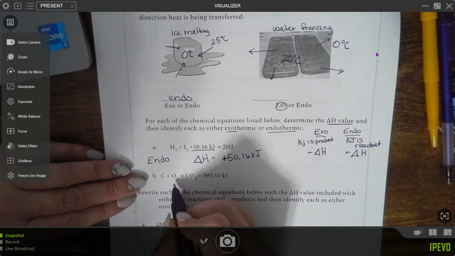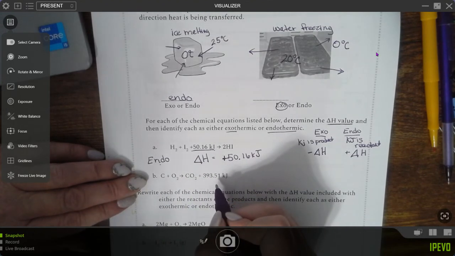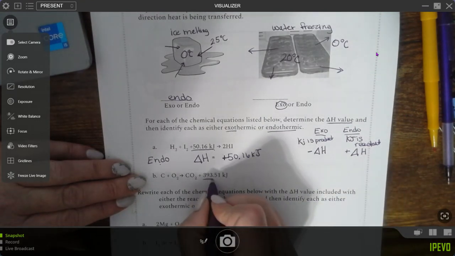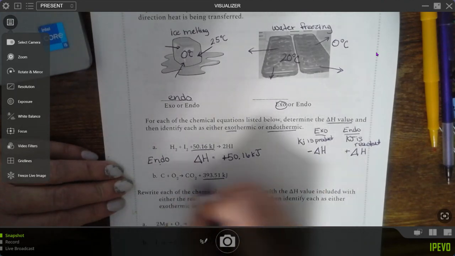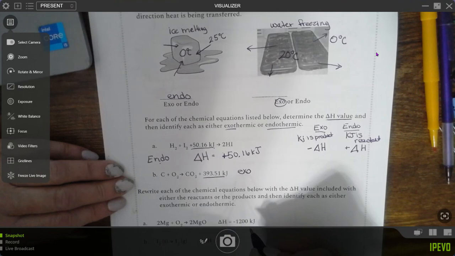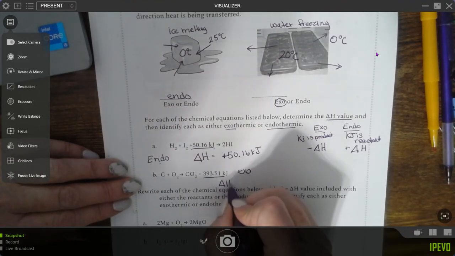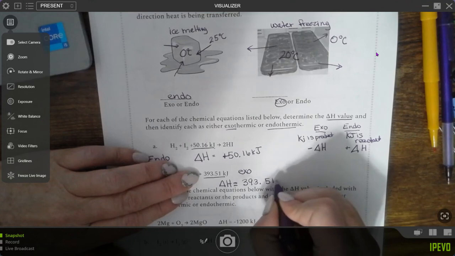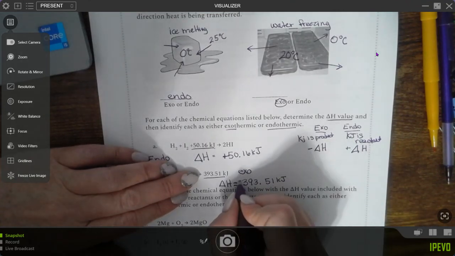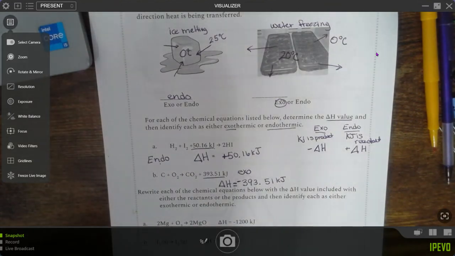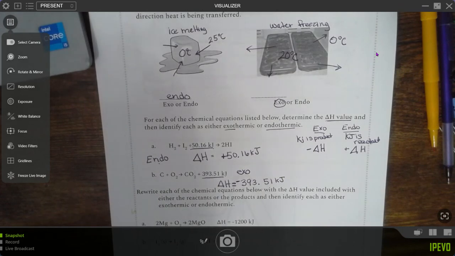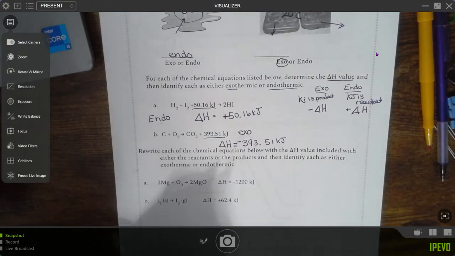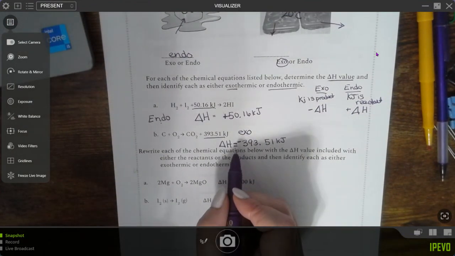Letter B. Carbon plus oxygen produces carbon dioxide and 393 kilojoules. Since our energy is on the product side, I know this is going to be an exothermic process. And my delta H is going to equal 393.51 kilojoules. Since this is exothermic, delta H is going to be negative, so it's going to be negative 393 kilojoules. What that means is 393 kilojoules of energy was produced and exited the system in this reaction. So if you were to do this reaction in a test tube or a flask and you could touch it, the flask would feel hot.